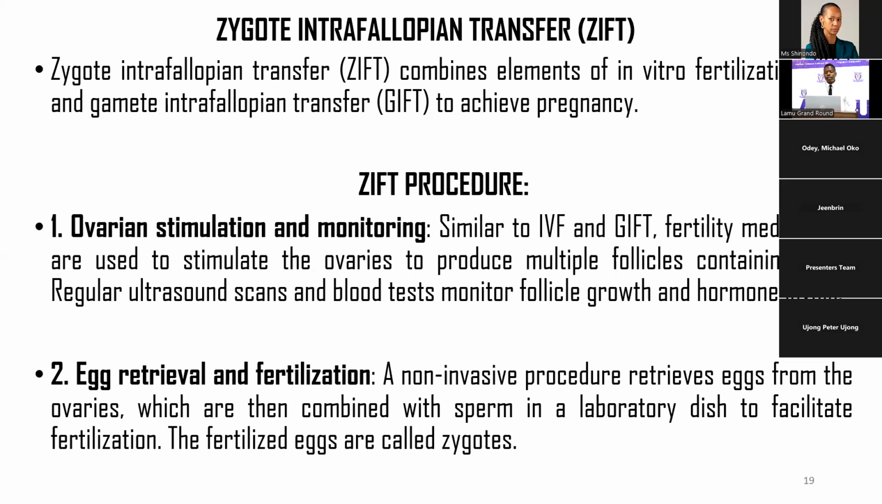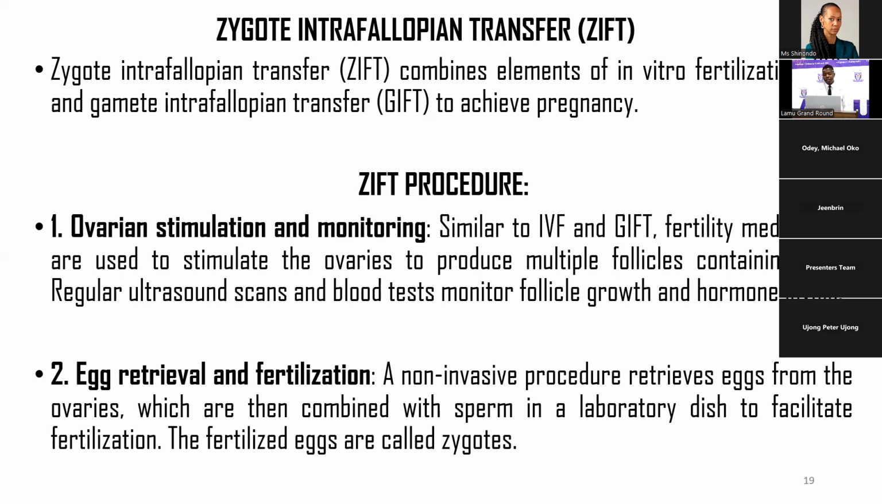The first one is ovarian stimulation and monitoring. Similar to IVF and GIFT, fertility medications are used to stimulate ovaries, which then produce multiple follicles containing eggs. Regular ultrasound scans and blood tests monitor follicle growth and hormone levels.